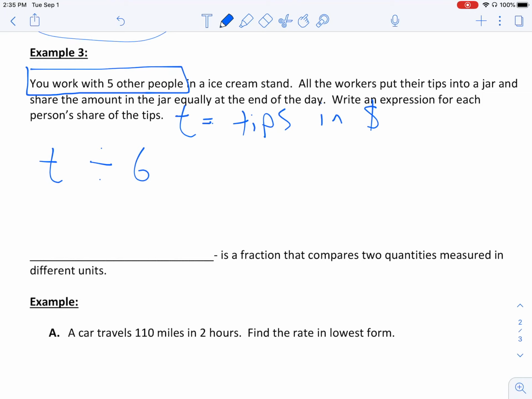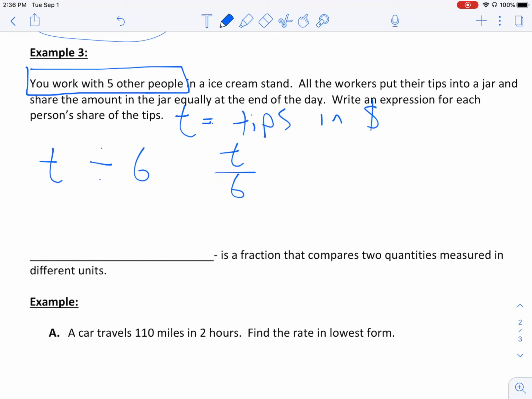So to make the math easy, if you had $36 in tips, you would just divide that by 6, and everybody would get $6, just to make it simple for you. But the expression to represent that is simply T divided by 6, or you could rewrite it as T over 6.